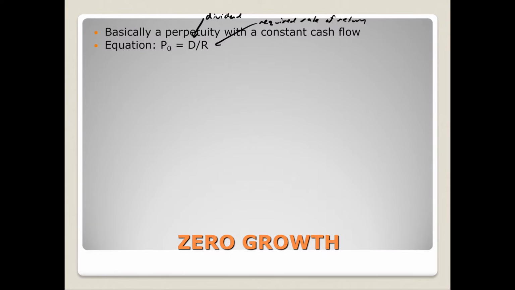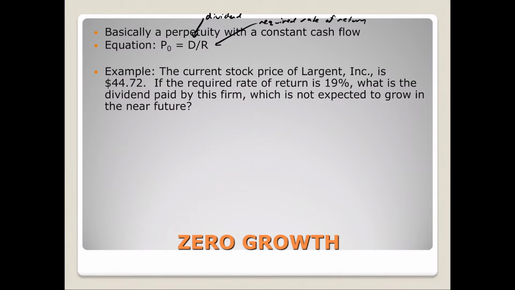So this is not a new equation for us. We've already covered how to value a perpetuity. We have just simply restated the variable as a dividend as opposed to just a constant cash flow, since this is the dividend or the constant cash flow that you would receive. So let's take a look at an example.